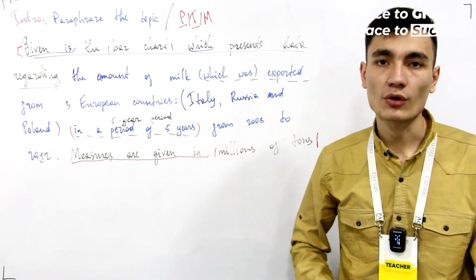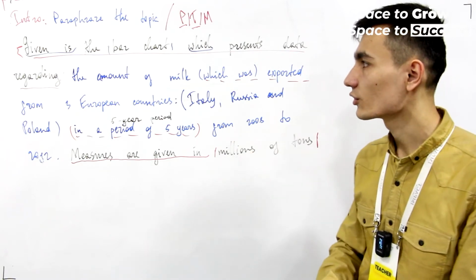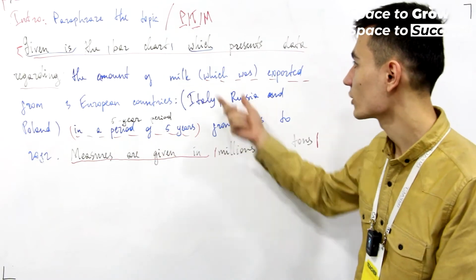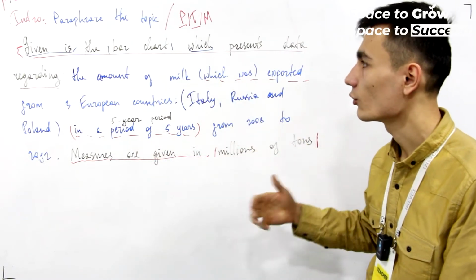So it depends on your preferences. So just choose what structure do you want to use. You can just skip this part. You can skip that part. So you can skip this relative clause part if you wish.